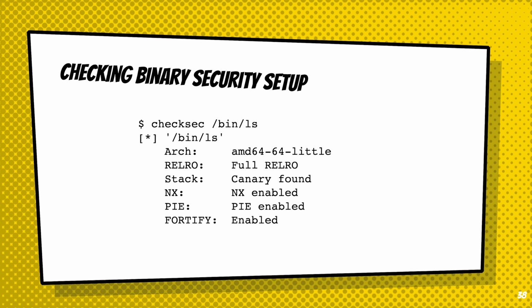ASLR is an operating system setup, so it will not show in the binary information. However, if the binary is not position independent, it will show that PIE is not enabled. In this case, if PIE is not enabled and if ASLR is not enabled, we will be able to know that a binary will always execute at the same address with the same stack or heap layout.